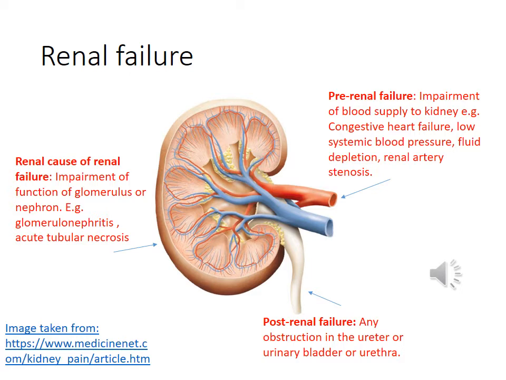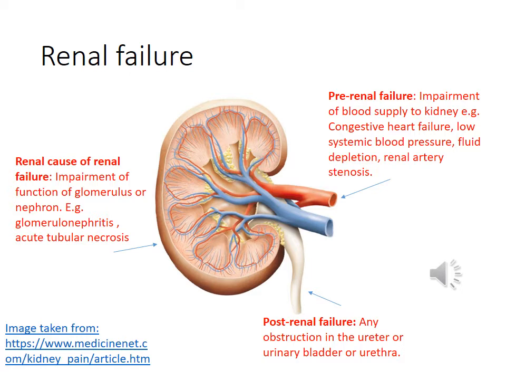Second cause, renal cause of renal failure. What does the kidney do in its function? It does filtration and concentration. Which part of the kidney does filtration and concentration? The glomerulus and the nephron. If any disease affects them, it will lead to low functioning and renal failure. So what are the diseases which can affect them? Glomerulonephritis and acute tubular necrosis.